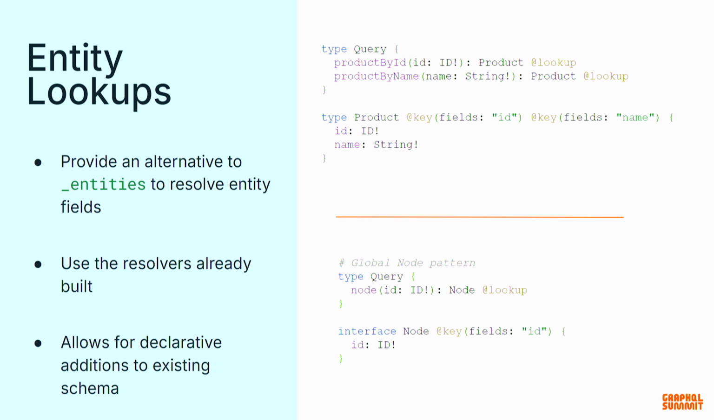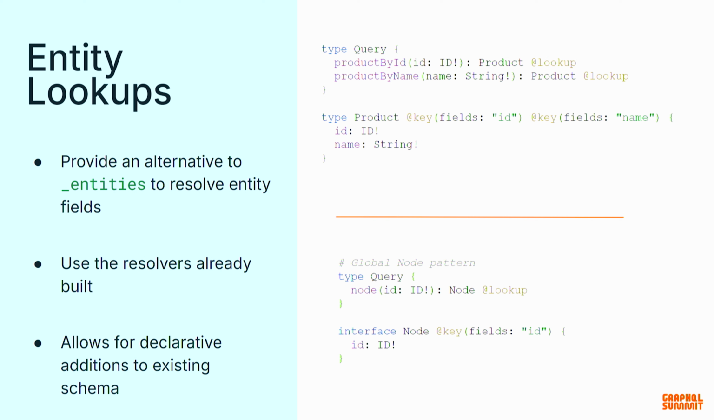But that also means that to support federation, I need to add that resolver in this special field, and I can't add it to some third-party code or third-party API if they don't implement that specification. So the new @lookup directive is going to allow you a way to annotate the resolvers that you might already have in your schema as entity resolvers, right?